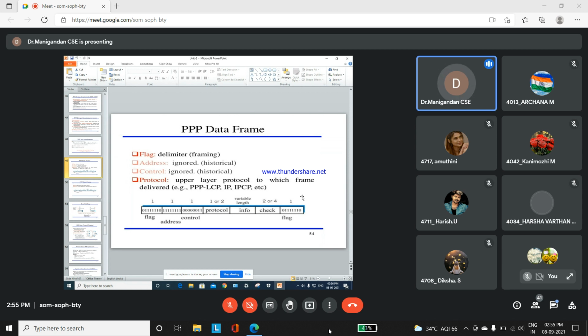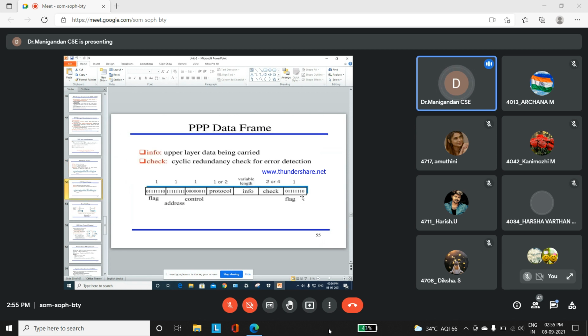Next is variable-length info. Info means what? The upper layer data being carried. Upper layer data is whatever data is in the queue, and that is stored in the information field.